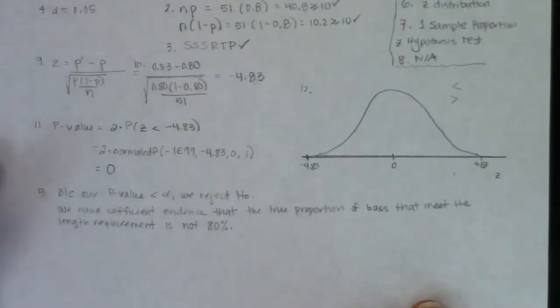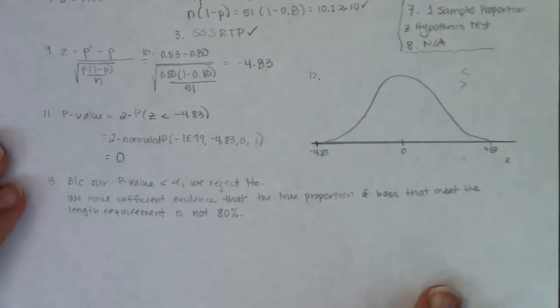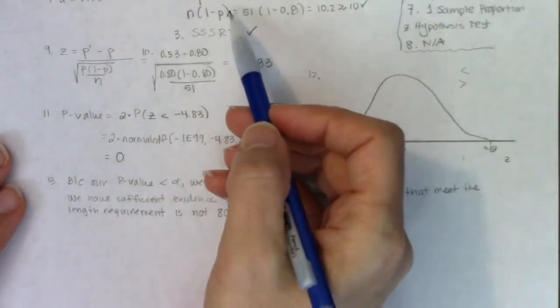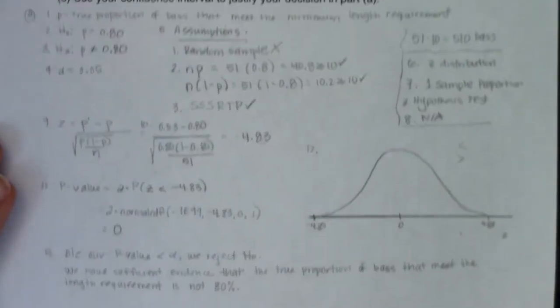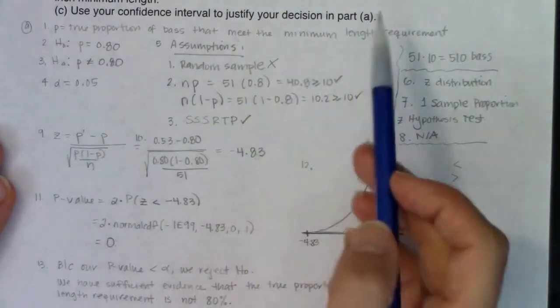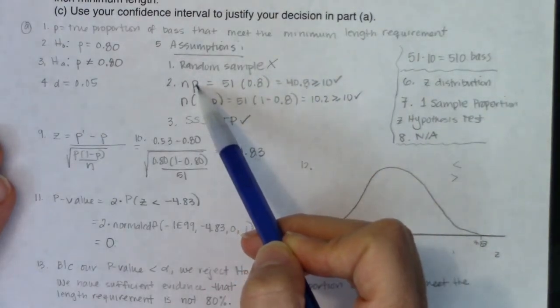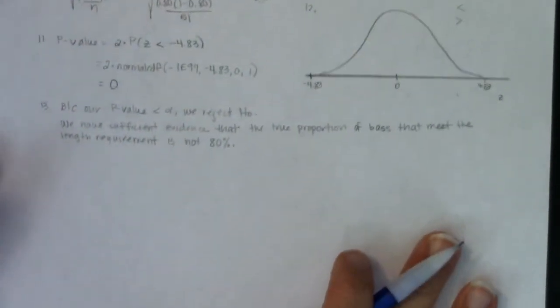Now, in chapter 8, if we were going to create a confidence interval, the first thing we would have done was check our assumptions. And our assumptions are essentially the same here. The only difference is that when doing confidence intervals, we wouldn't have used P here. We would have used P prime, because we wouldn't have had the null proportion. So let me go through this.